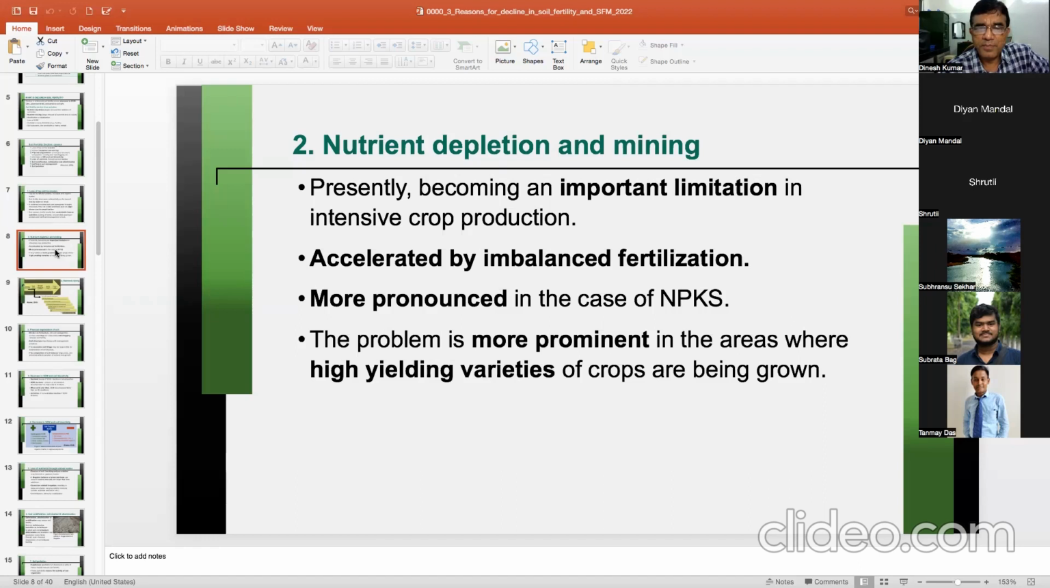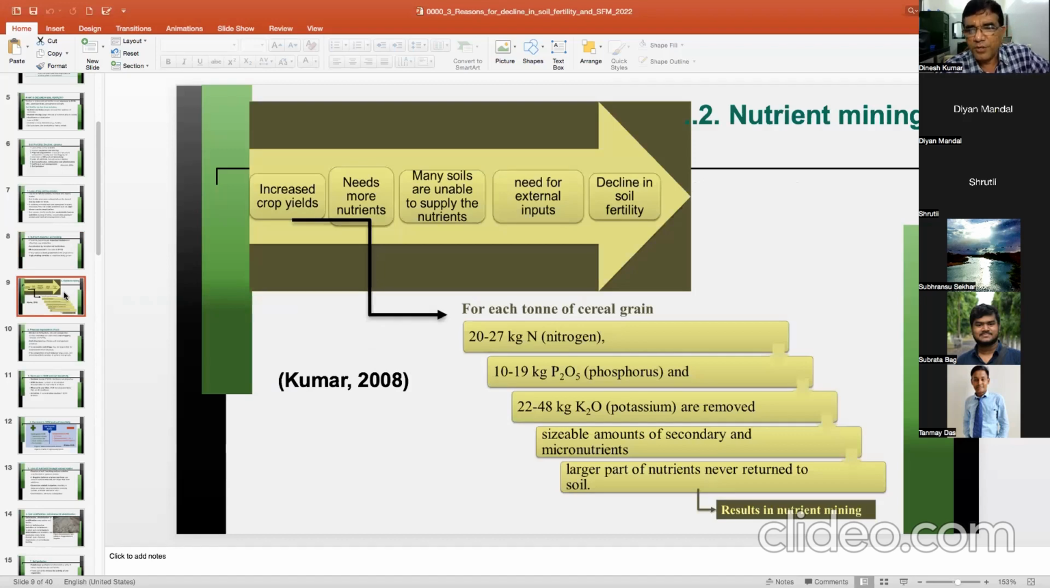It is more pronounced in the case of NPK and sulfur, and the problem is more prominent in the areas with high yielding varieties. With intensive cropping, you get more depletion and more mining of the nutrients. And you can see in this picture, nutrient mining or depletion. On the left side, top picture, you can see increased crop yields, intensive cropping. They require more and more nutrients. Why are more and more nutrients required? Because in intensive cropping areas, they are mostly taking cereal crops, rice, wheat, maize, sorghum, pearl millet, etc., and other commercial crops like sugarcane, potato, etc. They remove a large quantity of nutrients.